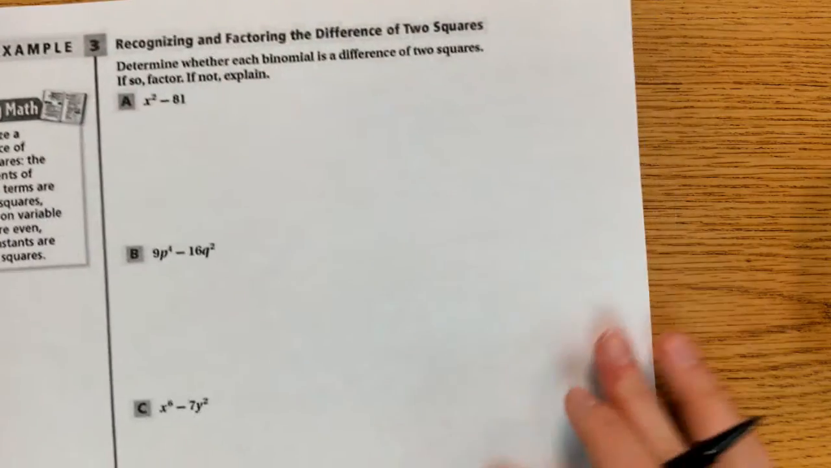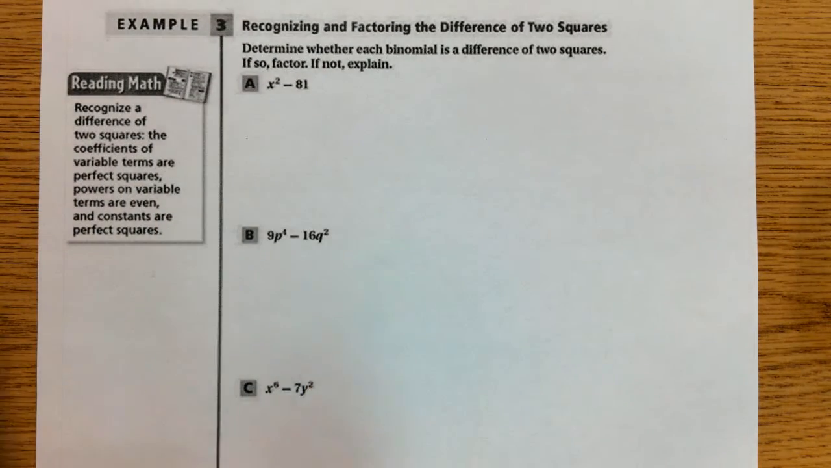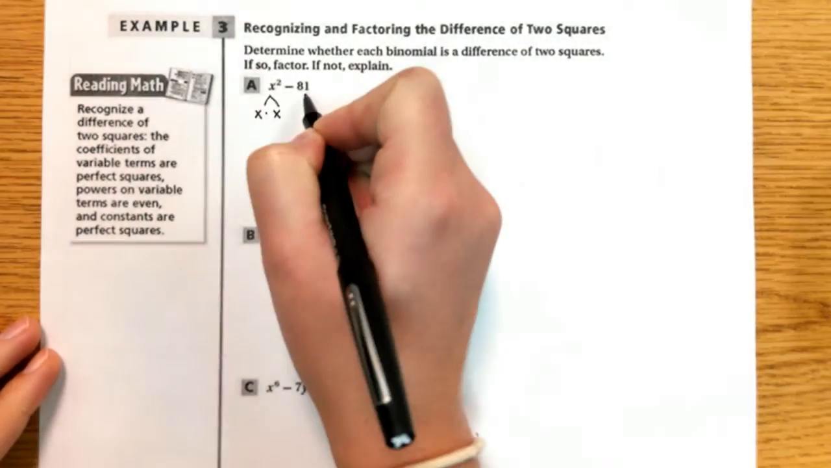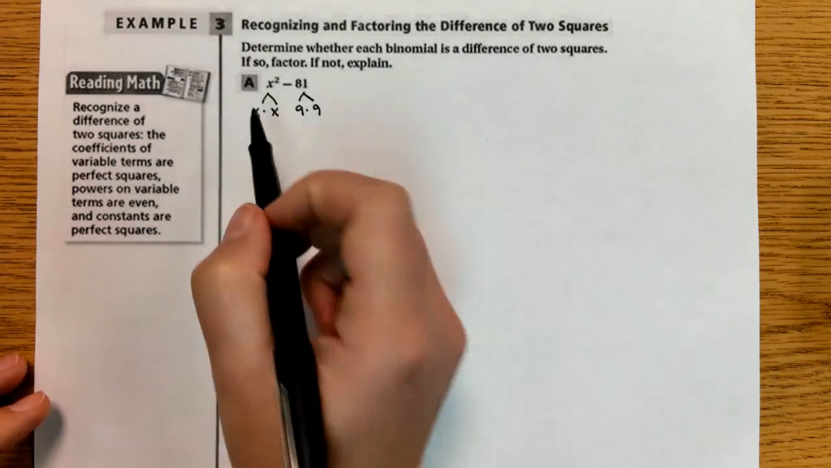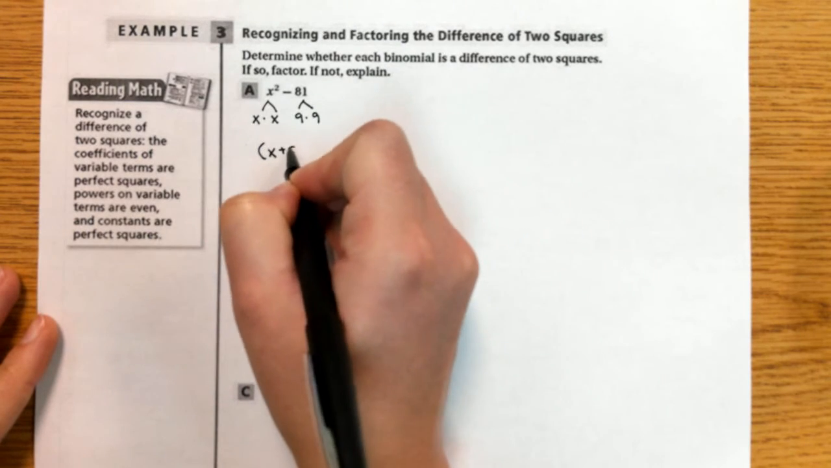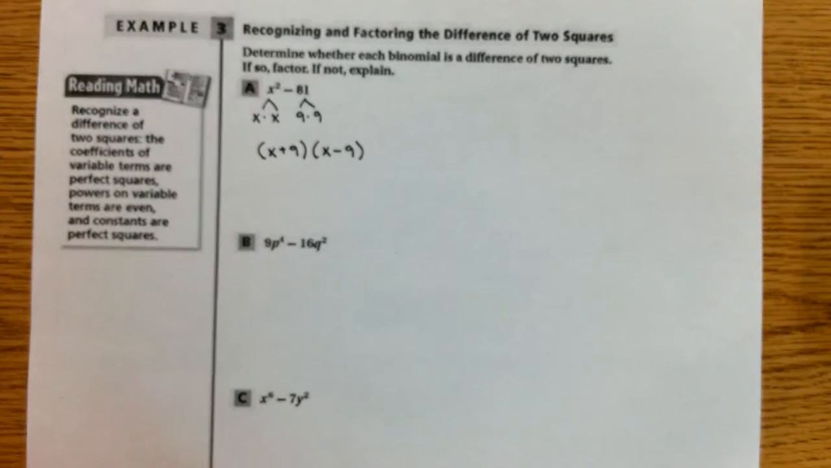So in example 3, we are going to recognize and factor the difference of two squares. So determine whether each binomial is a difference of two squares. If so, factor. If not, explain. So for a, x squared can be x times x, and 81 is 9 times 9. We have two terms, both are perfect squares, so we can rewrite this as x plus 9 times the quantity x minus 9.